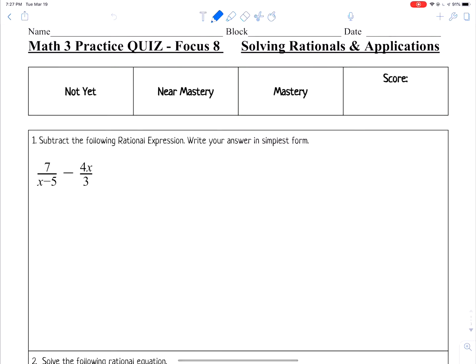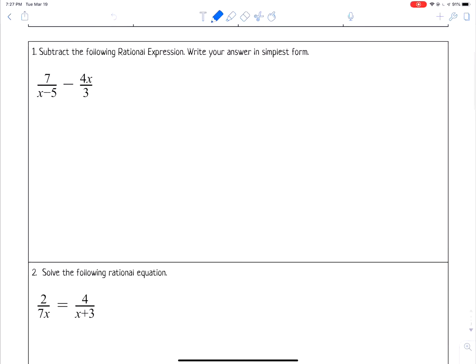This is your practice quiz for focus quiz number 8. So on number 1, it says subtract the rational expression. Write your answer in simplest form. So in order to subtract, we need to find a least common denominator.